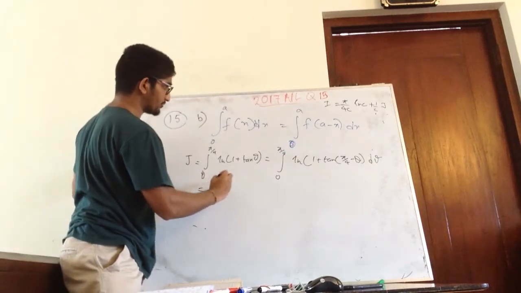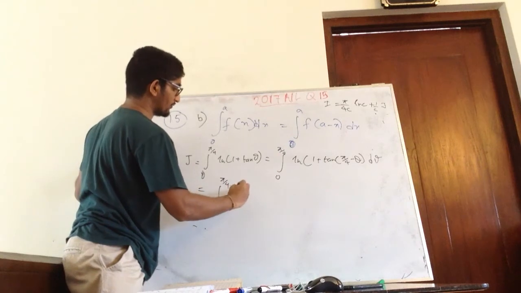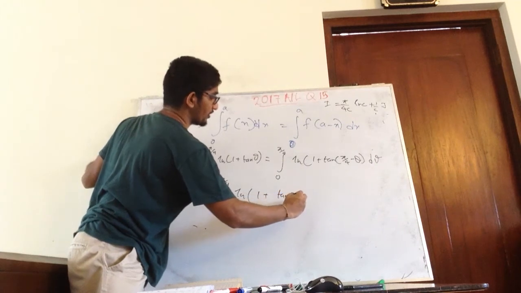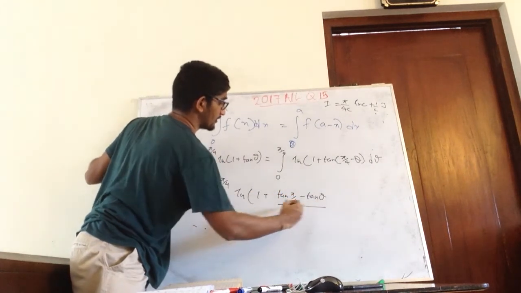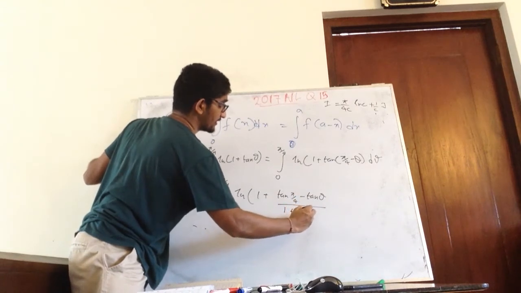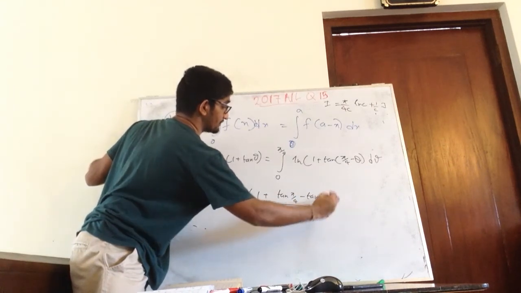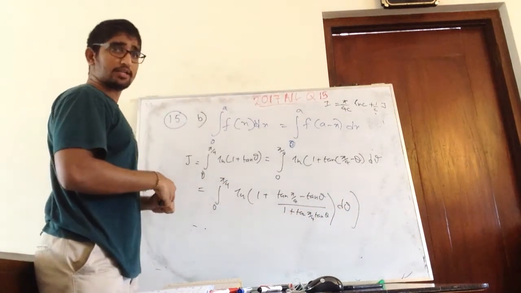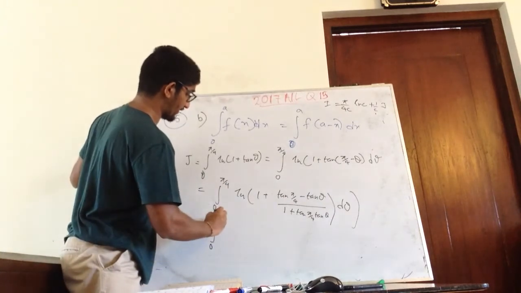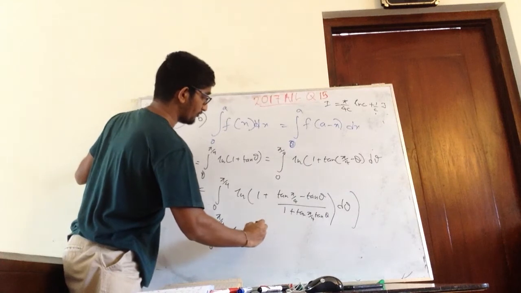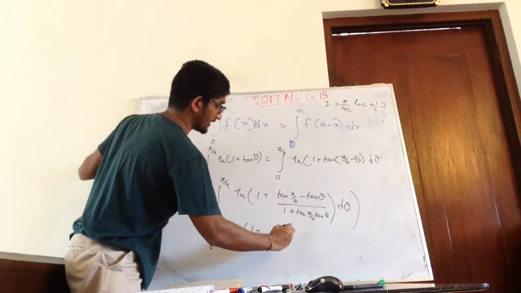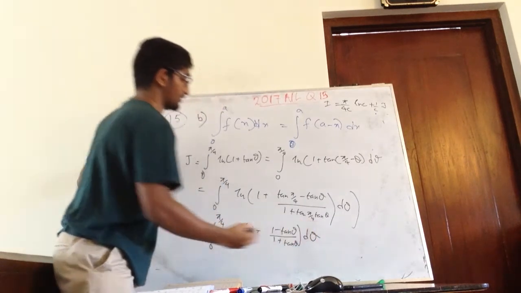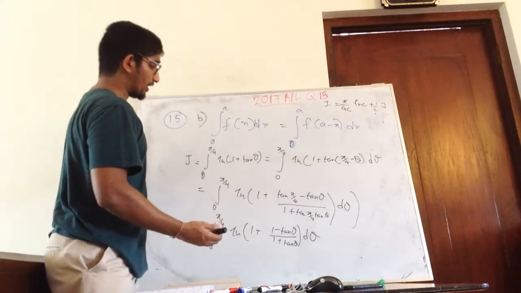So now here I'm just going to expand this and see. Phi over 4 ln 1 plus, here I'll get tan phi over 4 minus tan theta over 1 plus tan phi over 4 tan theta. Right, now? So here I will get 0 to phi over 4 ln 1 plus, here I will get 1 minus tan theta over 1 plus tan theta d theta. Correct, no? So let's do the simplification.